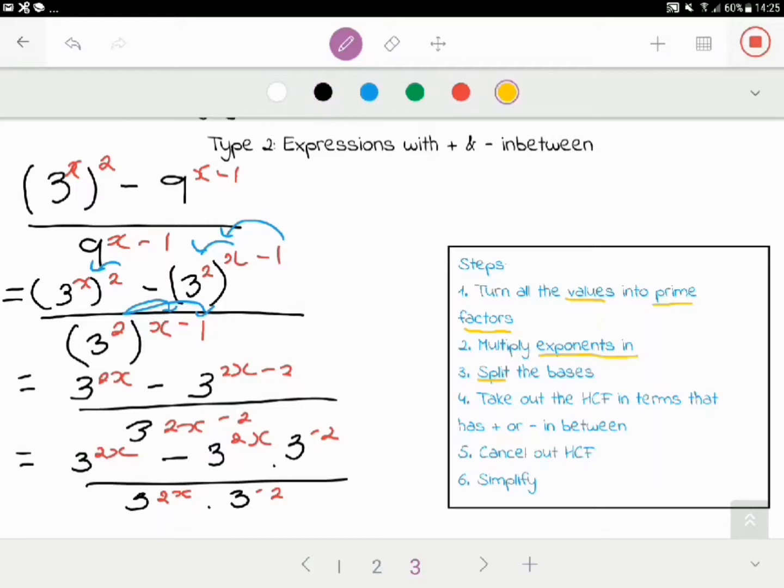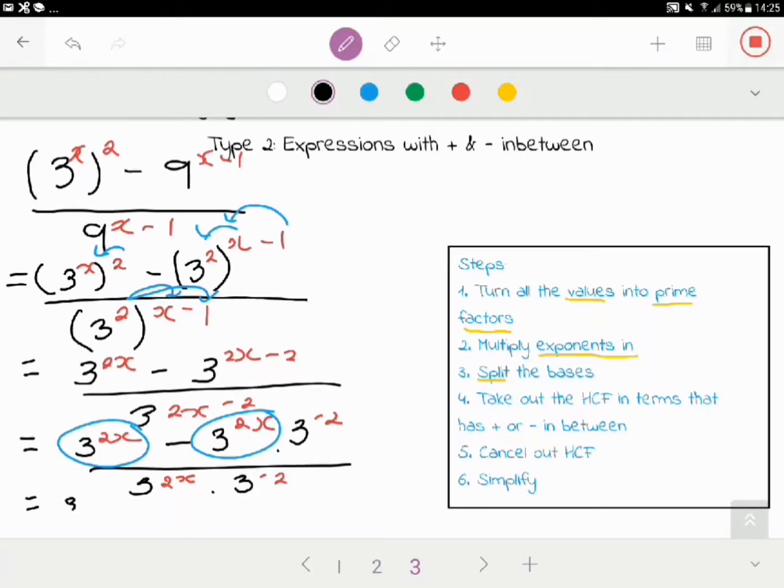Now we need to take out the highest common factor in the terms that has positives and negatives in between. So at the top, our highest common factor there is 3 to the power of 2x. So we take that out as a highest common factor. Then we're left with 1 minus 3 to the power of negative 2 at the top. And then at the bottom, because there's only multiplication, we'll just rewrite that part, 3 to the power of 2x times 3 to the power of negative 2.